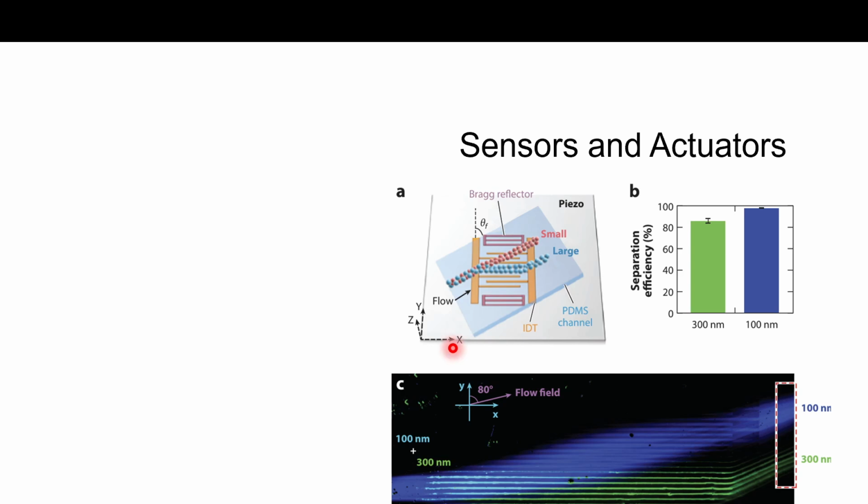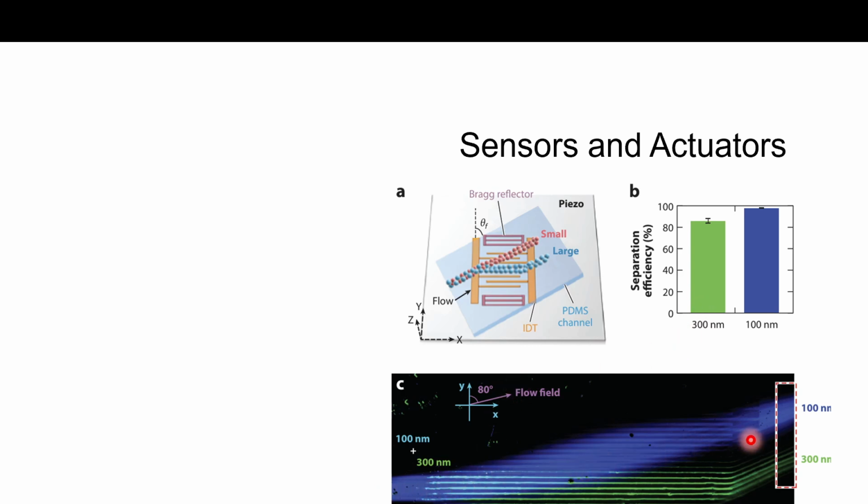Here it is, a sensor with a PDMS channel and a piezo stage, and it contains the back reflector as well. When the nanoparticles flow from one side to the other, they get separated based on the size of the particles.